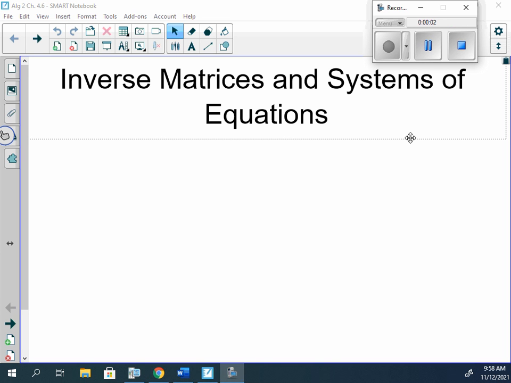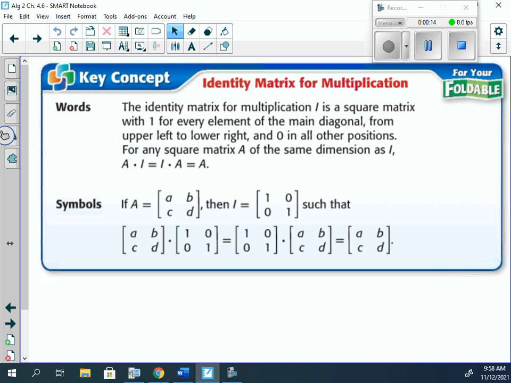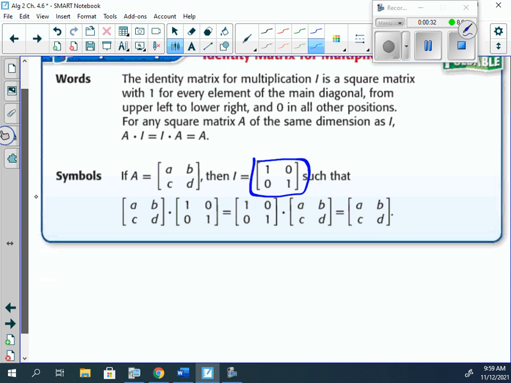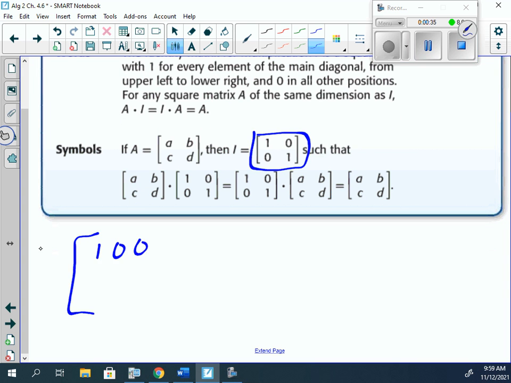All right, guys, so what we're looking at today is inverse matrices and solving systems of equations using inverses. Now, the first thing we need to know when we're talking about inverse is the identity matrix. Now, the identity matrix is a matrix with a diagonal of ones and everything else is 0. This right here would be a 2 by 2 identity matrix. Now, we could also have a 3 by 3 identity matrix, which would look something like this, where we still have a diagonal of ones and everything else is 0. This will be the identity matrix.